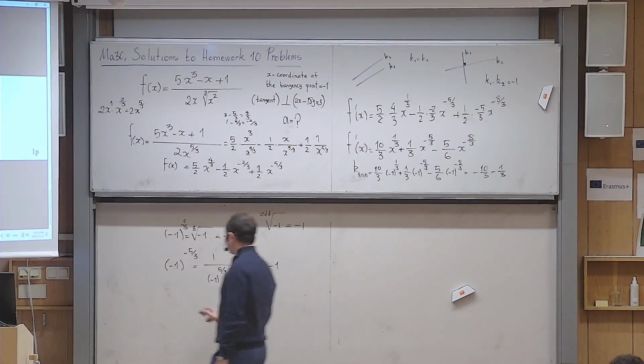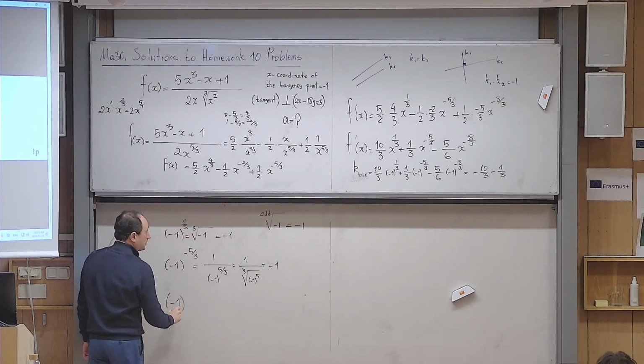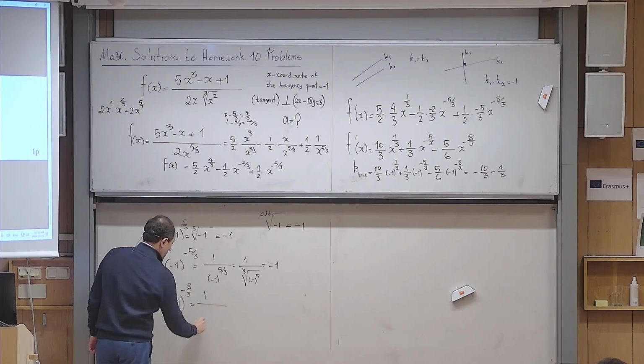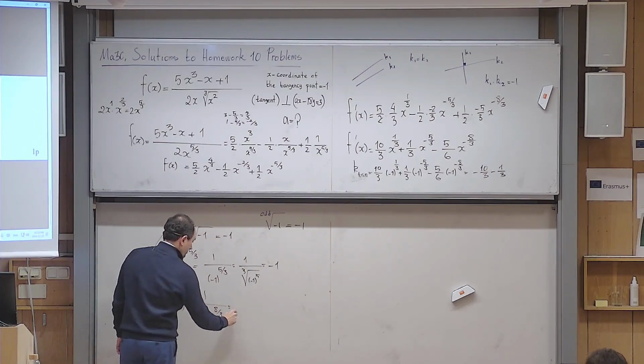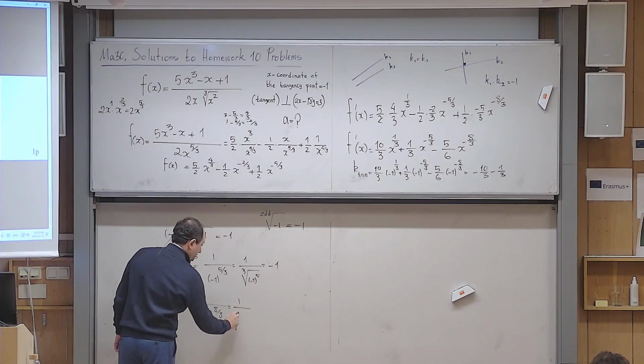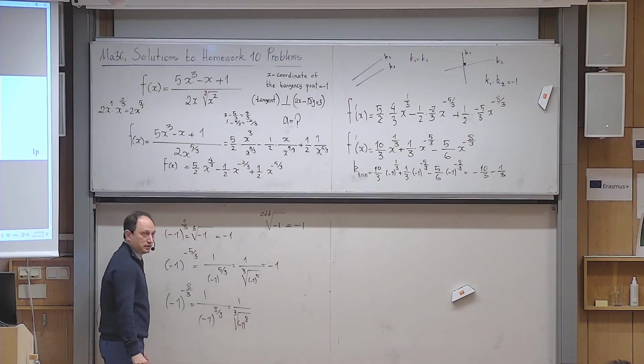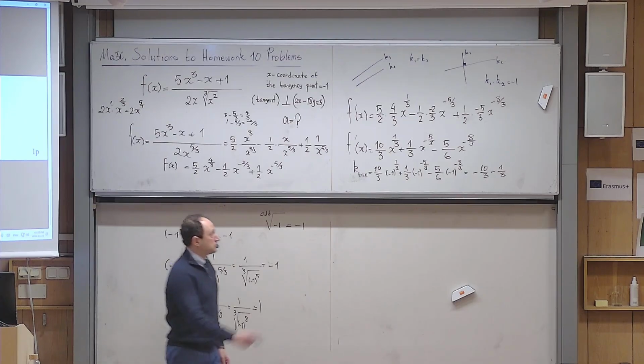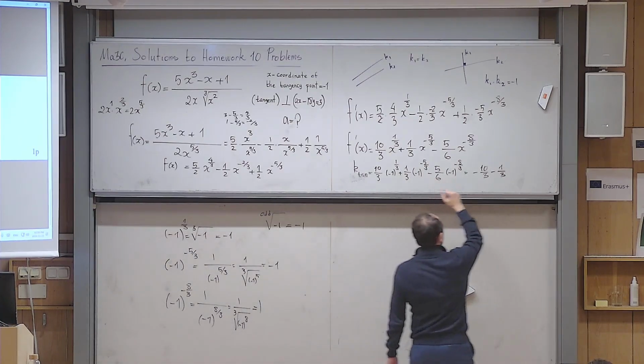It's 1, because minus 1 to the power of minus 8 over 3 is 1 over minus 1 to the power of 8 over 3. But then it becomes 1 over the third root of minus 1 to power 8. But minus 1 to power 8 is 1. So it becomes just simply 1. So the last one is 1, but I have minus 5 over 6.